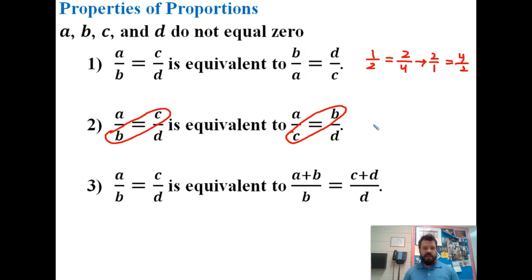Okay, last one. A/B = C/D is equivalent to (A + B)/B = (C + D)/D. So what I'm doing here, notice, is I'm taking the denominators for both these proportions and adding them. Essentially, what this is saying is that if I add the same thing to both sides of my proportion, in other words, adding 1, because B/B would be a 1 and D/D would be a 1, I still get something that's true.